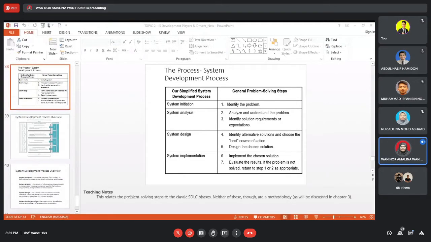Okay, so with regards to your class project, let's relate this slide to your class project. Now that the problem is already given, you don't have to identify the problem, but you will have to identify the organization that has the problem. You get what I mean?